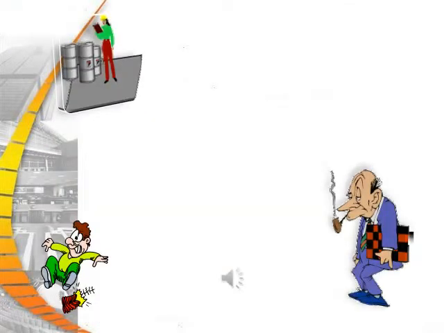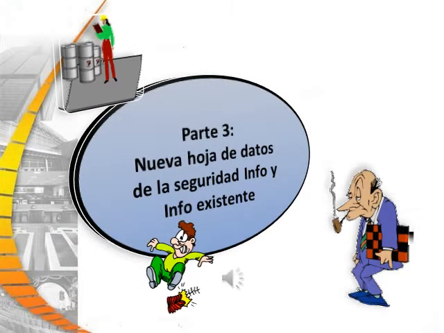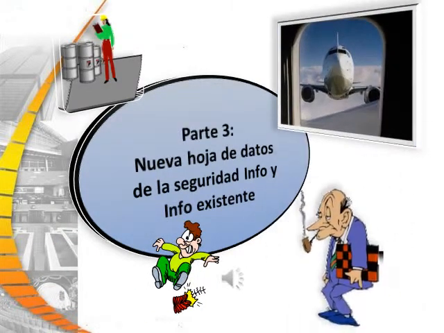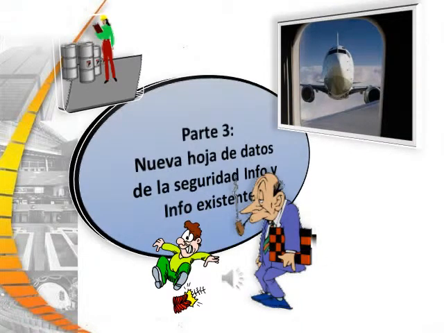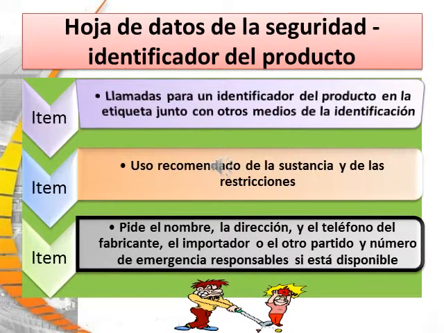Part 3, the new safety data sheet information and existing information. The safety data sheet product identifier. This calls for a product identifier on the label along with other means of identification. It is recommended for the use of the substance and restrictions. It calls for the name, address, and telephone number of the manufacturer, importer, or other responsible party, as well as an emergency number if it's available.